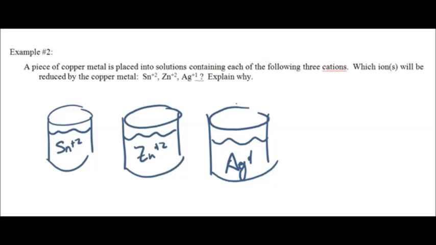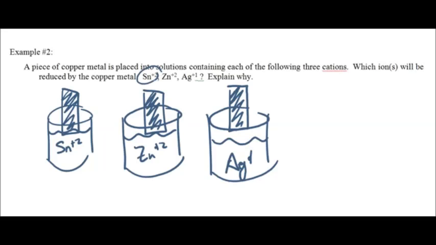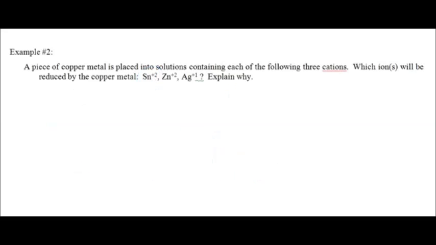And when we look at that, what we're doing is we're placing copper metal in each of these. And the question is asking which of these will cause the reduction of the ion itself to form solid metal. So what we want to do here is actually do the calculation to see if it is a spontaneous reaction. All right, so here's our diagram. Let's go ahead and get right to it.